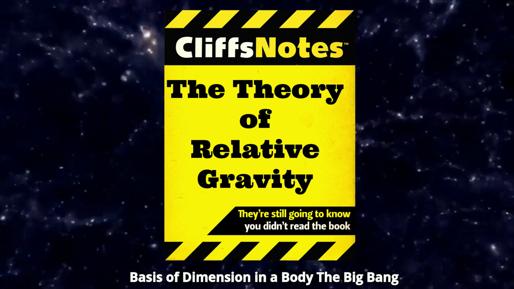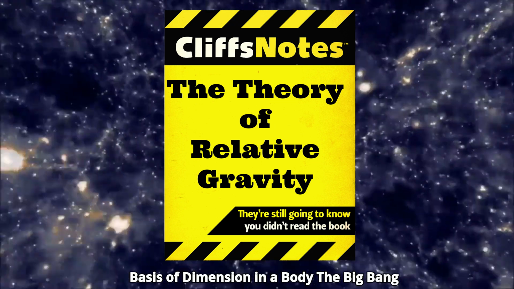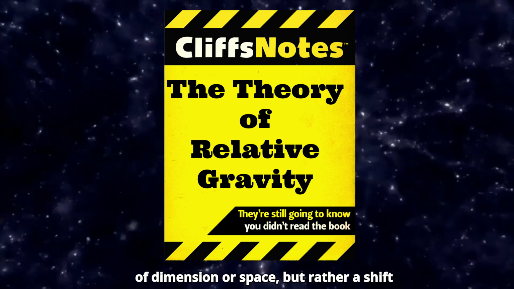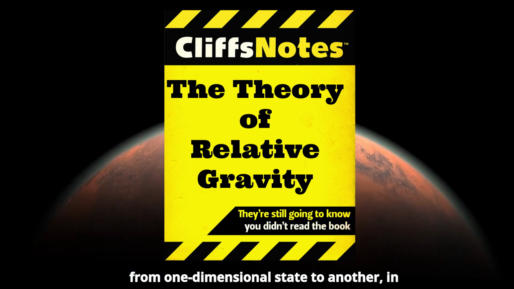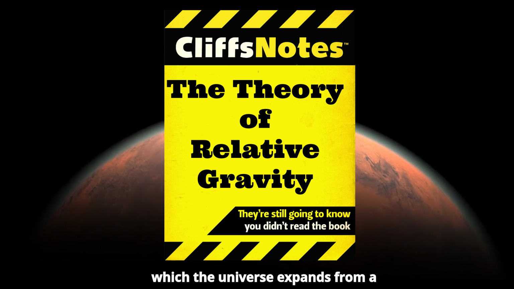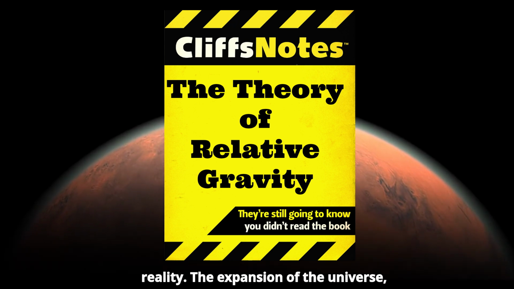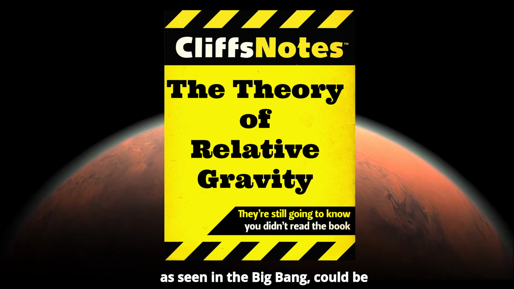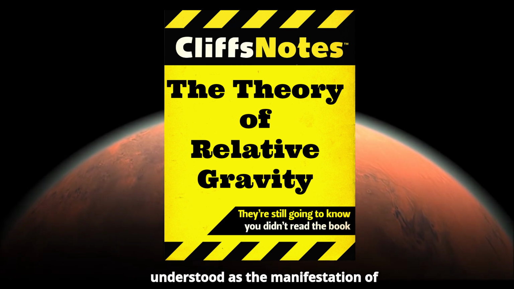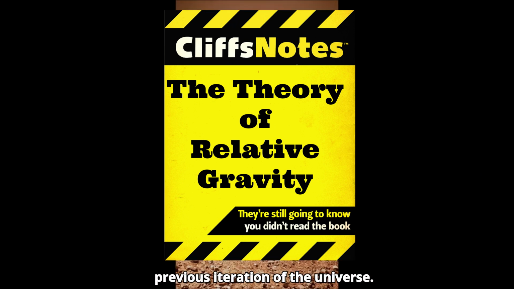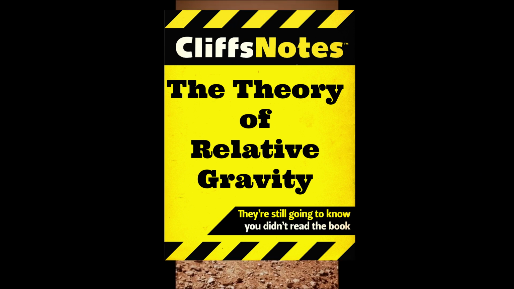Principle 1. Basis of dimension in a body. The Big Bang would not represent a sudden appearance of dimension or space, but rather a shift from one dimensional state to another, in which the universe expands from a singularity into a multi-dimensional reality. The expansion of the universe, as seen in the Big Bang, could be understood as the manifestation of dimension in a new state of existence, inheriting the properties from the previous iteration of the universe.